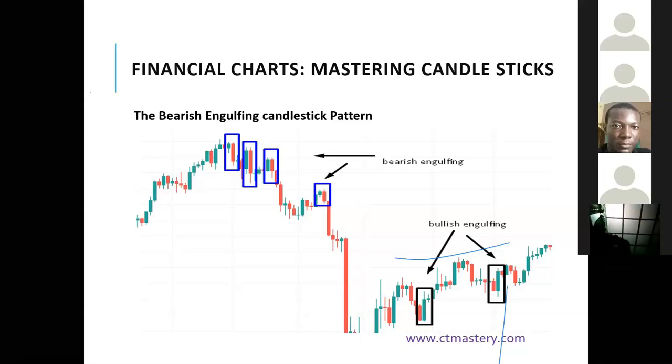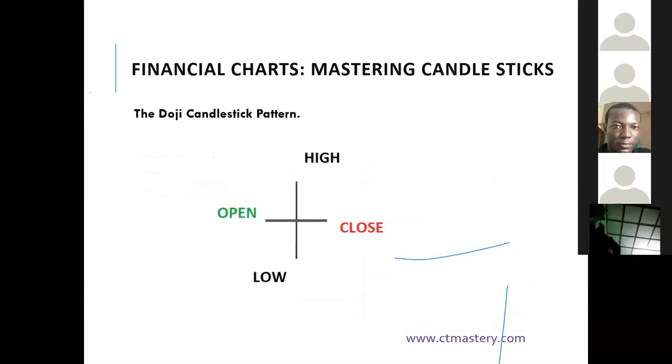If that occurs, we can say we are 65% sure that it's going to happen. Then we'll find points of confluence, using other indicators to confirm this signal before we take it. So that is the bullish and the bearish engulfing candlestick pattern and the story that they tell us. The next one is the doji.